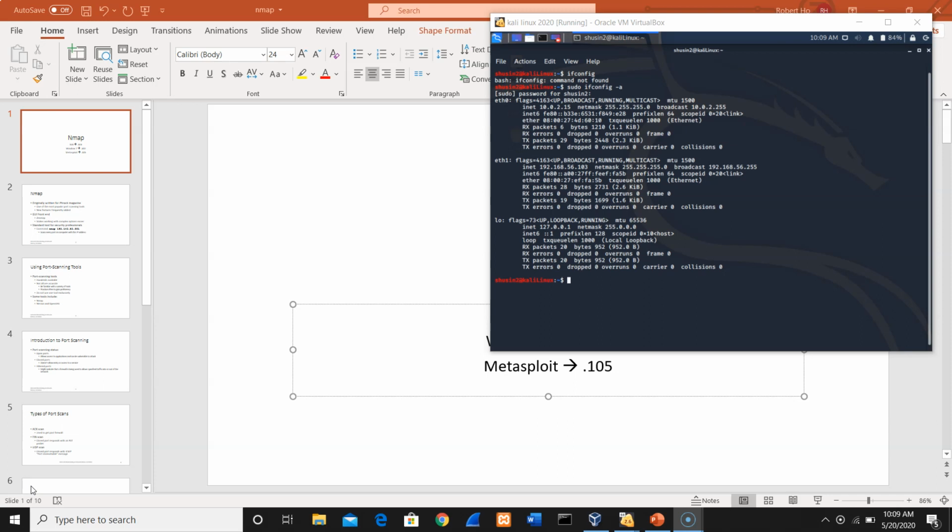Today I will discuss Nmap. As many of you have known, Nmap is one of the most popular tools that a lot of ethical hackers use. So here is my presentation.